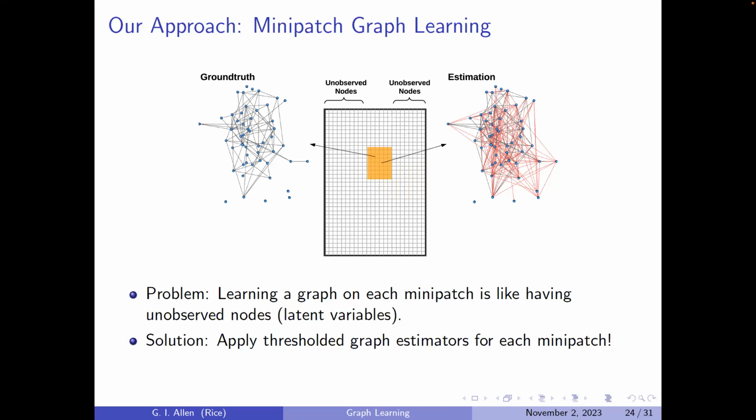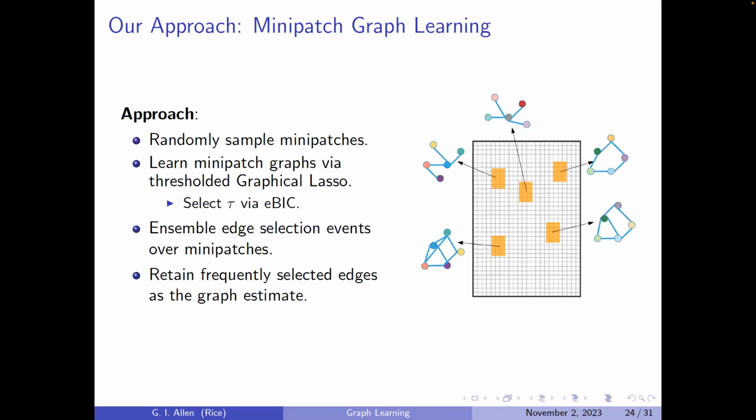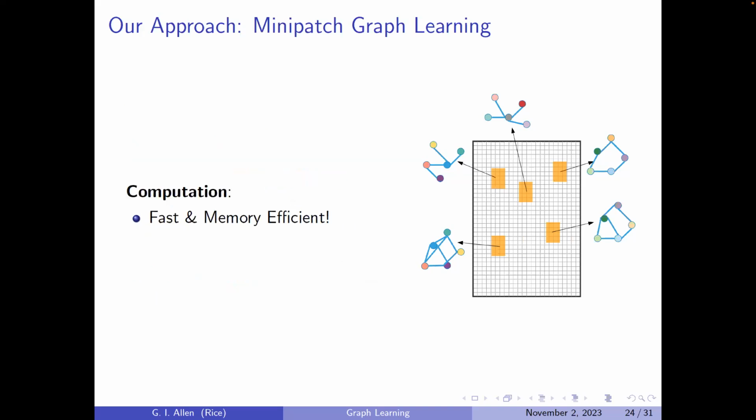So the question is, what if we just sample mini patches and do thresholded graphical lasso on each little mini patch? And why not do that and then put them together? Our approach is embarrassingly simple. Sample random mini patches all over the data, a bunch of them many times, with lots of overlap. Fit tiny little graphical lassos to each one, threshold them, record the edge selection events, average them, and retain all of the edges that were selected frequently. Frequently is just greater than 50% of the time, really simple. We call this a graph estimate.